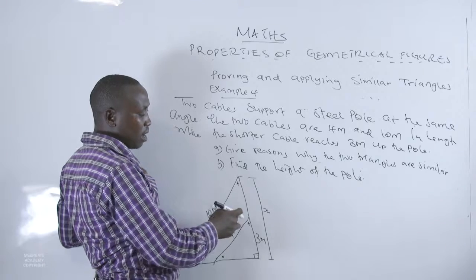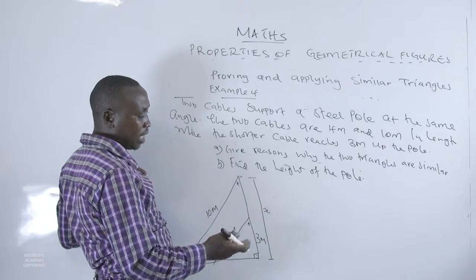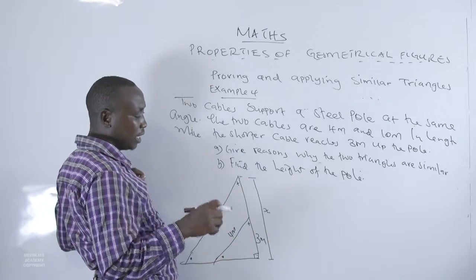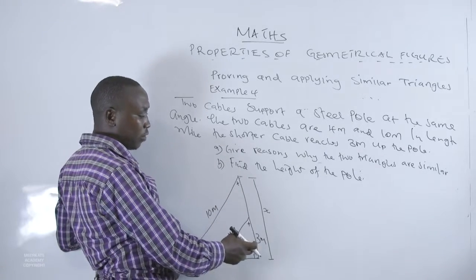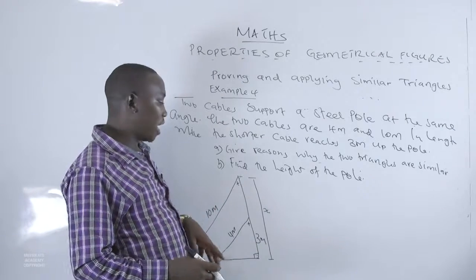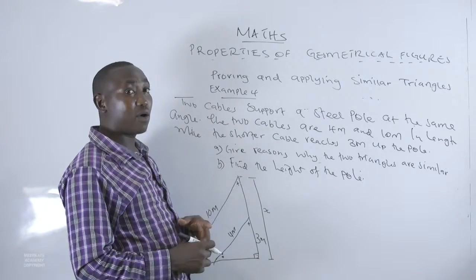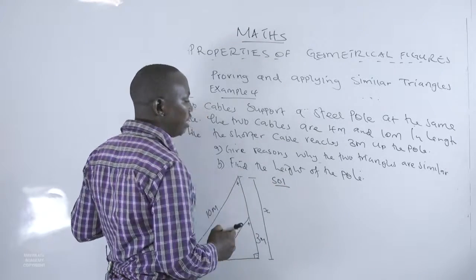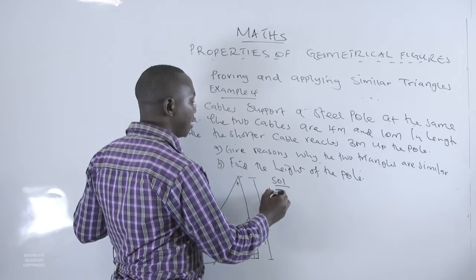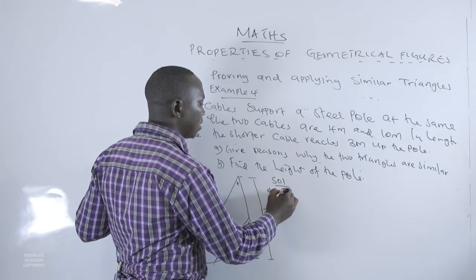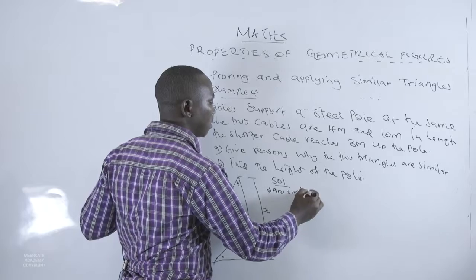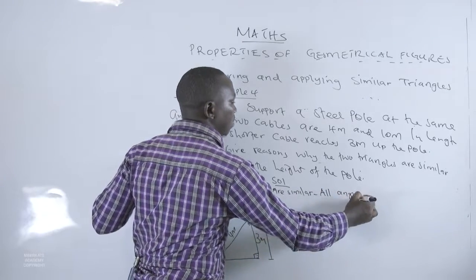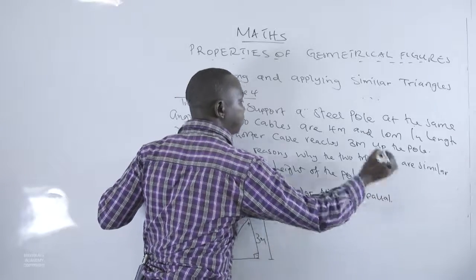Reason being, angles in a triangle add up to 180 degrees. Then after getting it, and we already have the 2, then we can finally say that all the angles are going to be equal. So we give a reason and say that the 2 triangles are similar. Reason is all angles are equal.